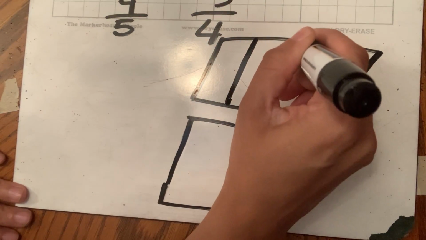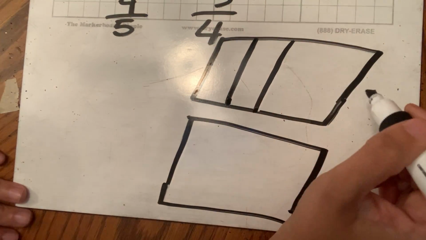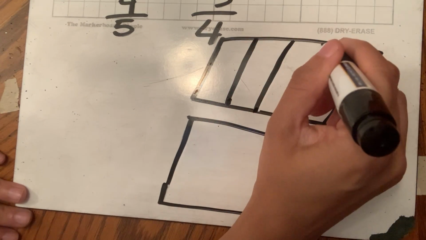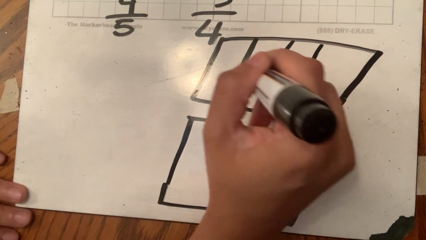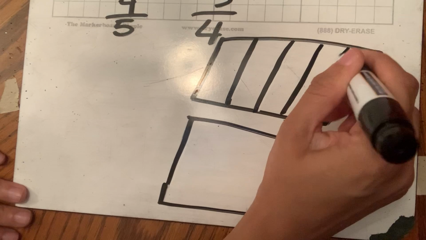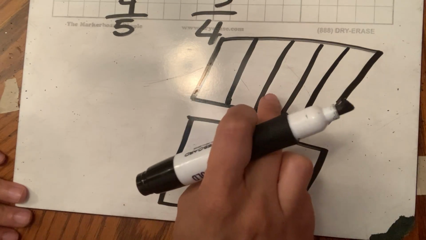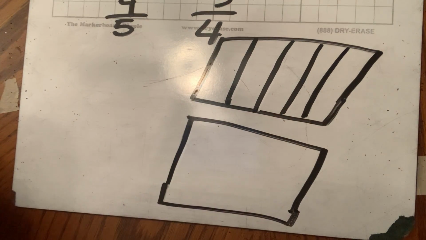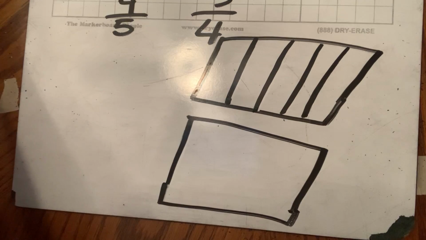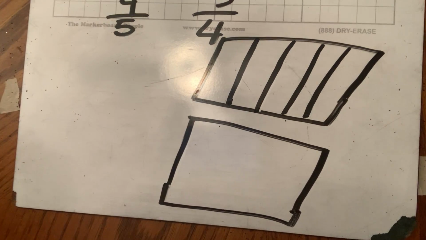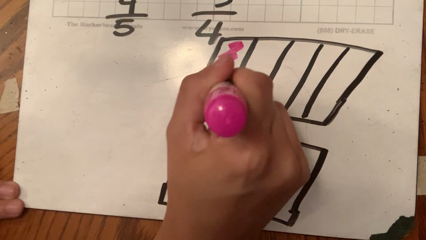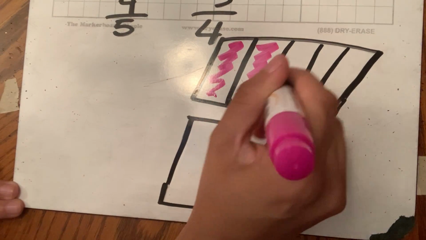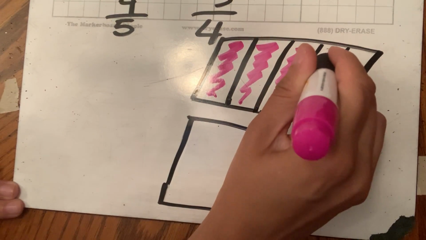This area model, we'll create it this way. 1, 2, 3, 4, 5. And I'll shade in how much? 4/5. 1, 2, 3, 4.